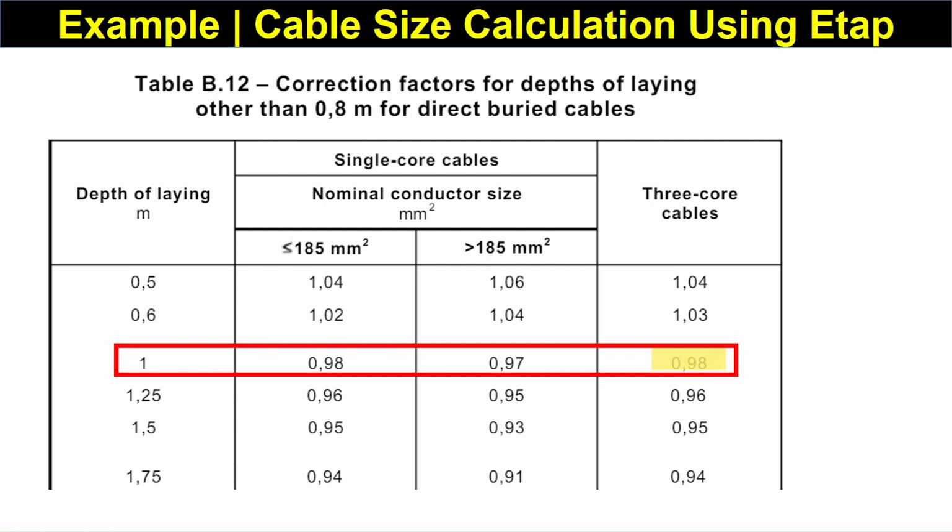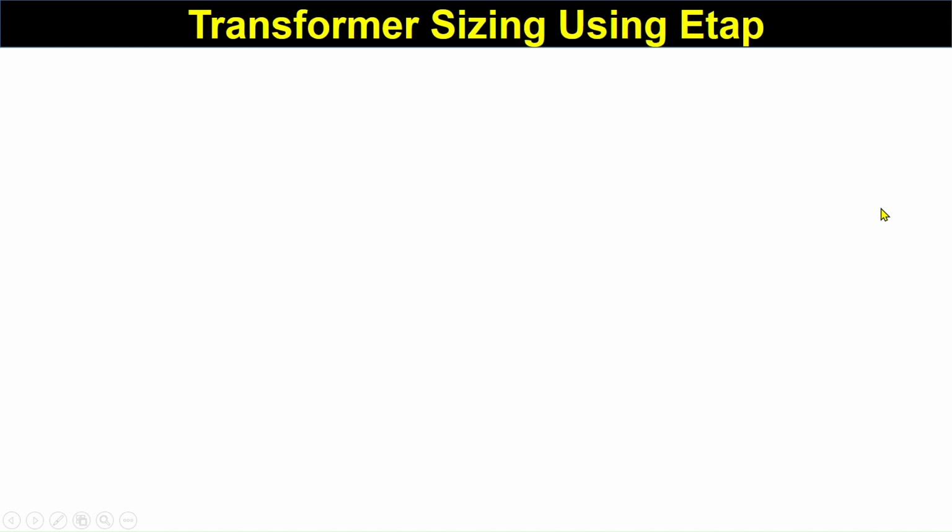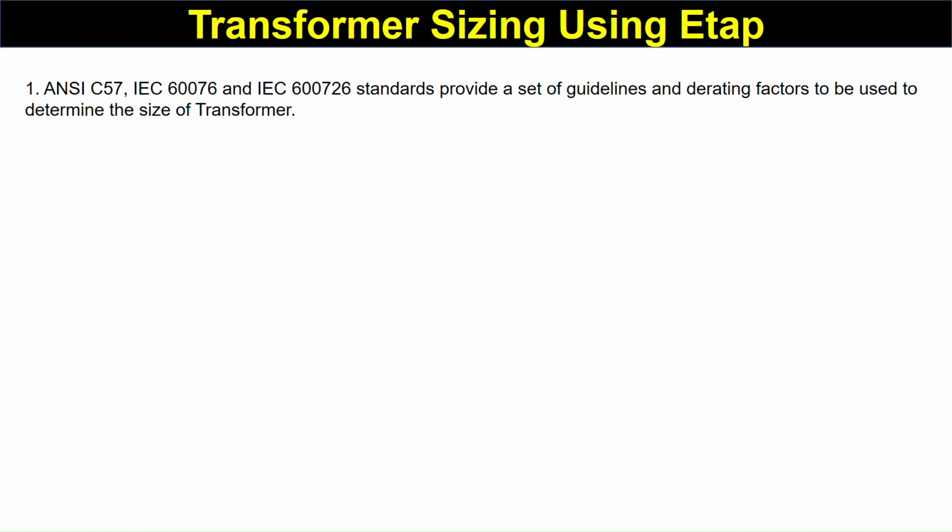Now we will shift to today's lecture, that is transformer sizing using Etap. The standards ANSI C57 and IEC 60076 provide a set of guidelines and derating factors to be used to determine the size of a transformer.